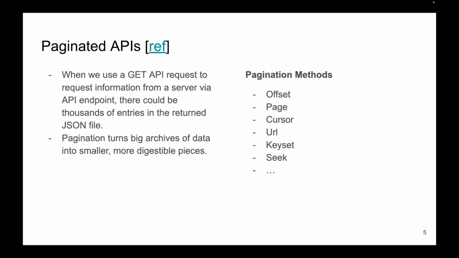So when we have a lot of data in the database and we need to query, we need to divide the data into different pages. So we call them pages, and the pages have a start, an end, and size limits, and everything. So we have basically divided them into different methods. Pagination in essence turns big archives of data into smaller and more digestible pieces for the computer.